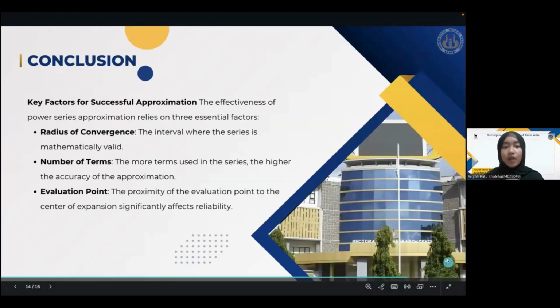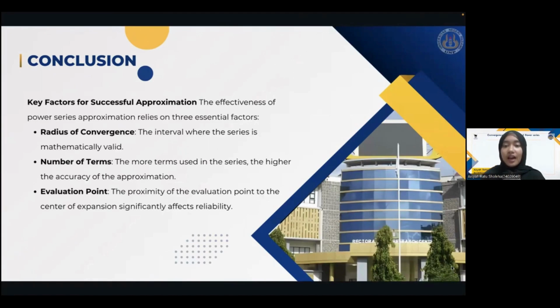Thank you. Now we're moving on to the final part of our presentation. After conducting our analysis and simulation, we have reached several key findings regarding power series approximation. Based on our project, we have identified three essential factors that determine the success and accuracy of a power series approximation. First, the radius of convergence. It is crucial to understand that a power series is only mathematically valid and reliable within a specific interval.